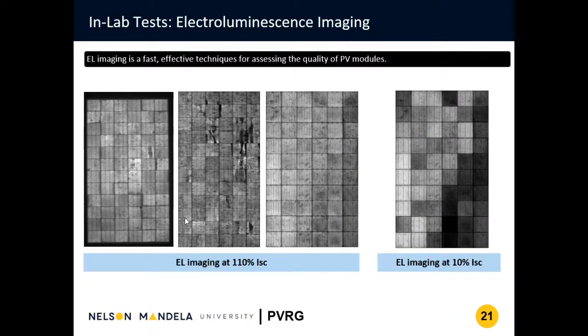In common lab tests, electroluminescence can be done at 2 levels. The first level is 110% of the Isc of the module, which means you're forward biasing the module at 110% of its Isc. This gives a very clear image that you can use to identify any cracks or defects within the module.